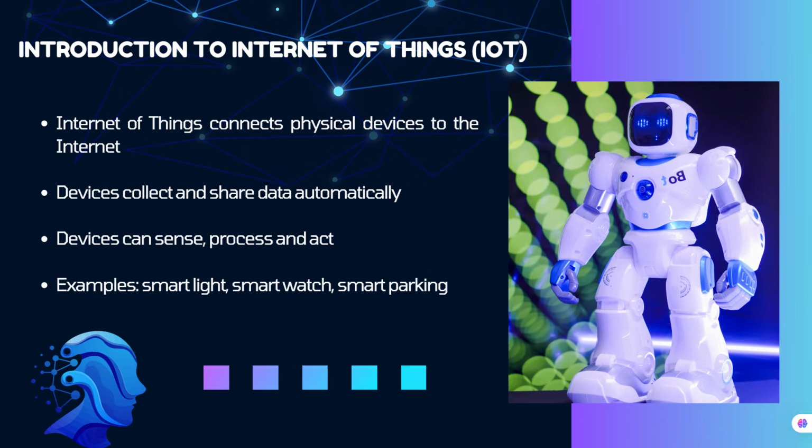In this slide, you can see smart and connected devices. This image represents the idea of Internet of Things. Internet of Things means connecting physical objects like sensors, machines, and devices to the Internet. These objects can collect data automatically, share that data with other systems, and also perform actions based on the data. Some common examples are smart lights, smartwatches, smart cameras, and smart parking systems.